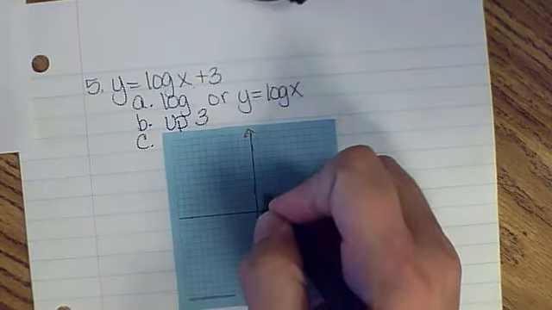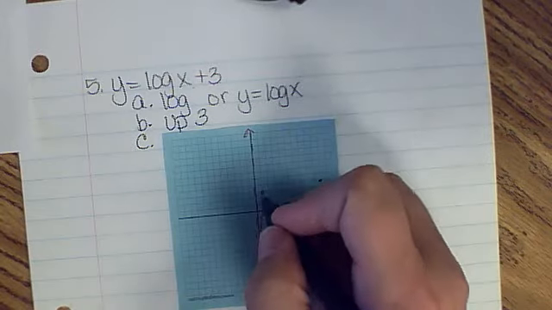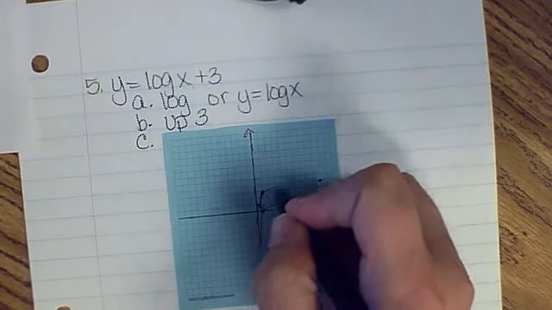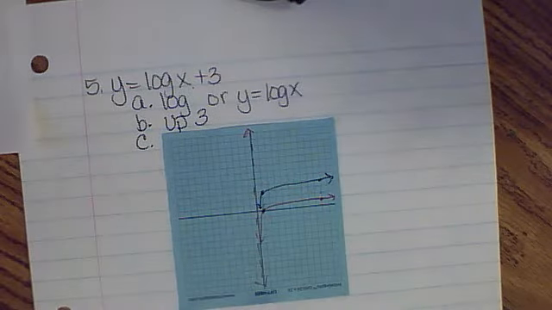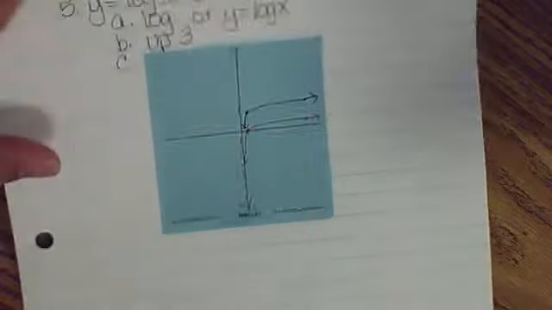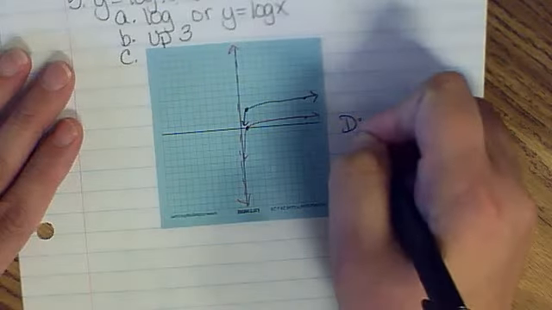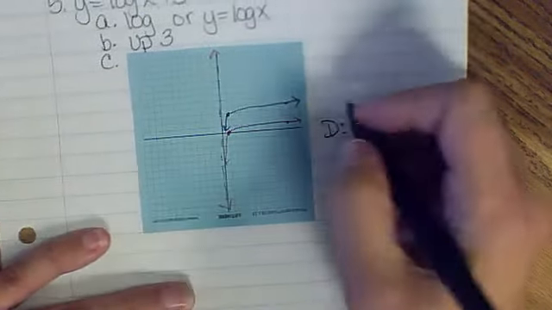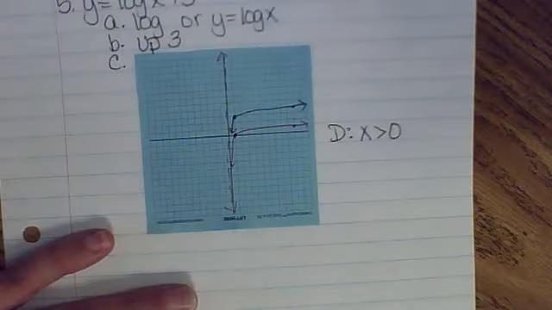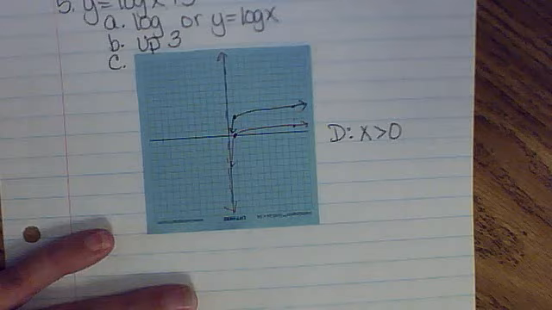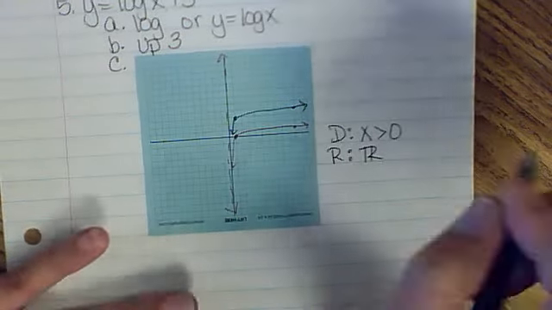So I take these points and move them up 3. And then I'm going to sketch in my new graph. Okay, and domain and range. Domain is x's, and in this case, the domain has to be x's greater than 0. It can't be equal to 0 because we have an asymptote at that point. Our range is all real numbers, because the y can be anything.